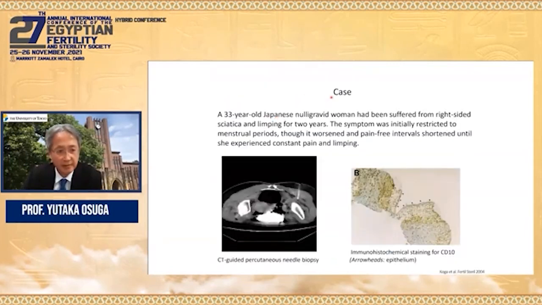The next case is here. A 33-year-old Japanese newly gravid woman suffered from right-sided sciatica and limping for 2 years. She finally experienced constant pain and limping. We performed CT-guided percutaneous needle biopsy. The diagnosis was sciatic endometriosis.